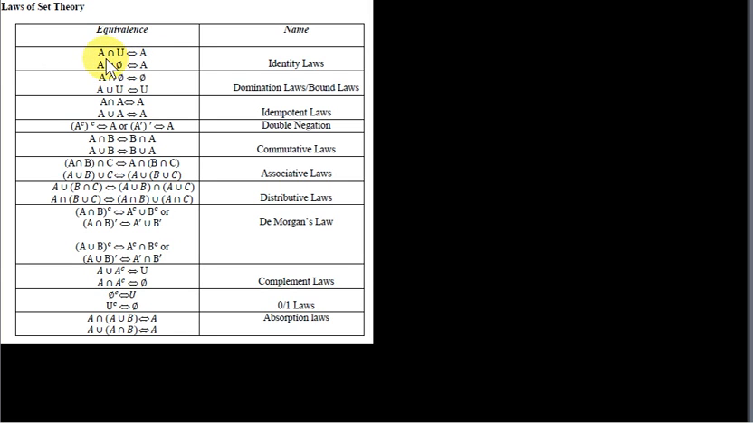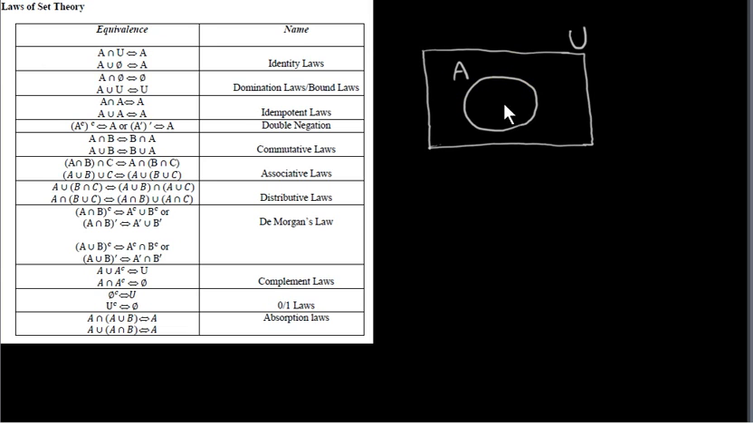Let's prove these. So here is set A. It is a subset of the universal set because the universal set is supposed to include everything that's involved in a particular problem. So A is seen to be inside set U. We can write that like this. A is a subset of U. This symbol is subset.